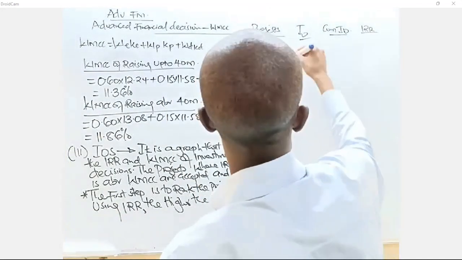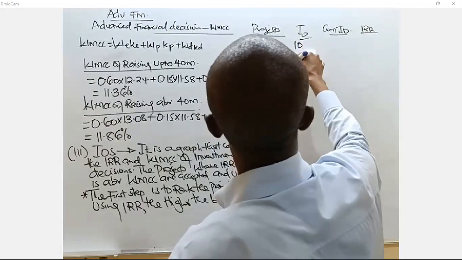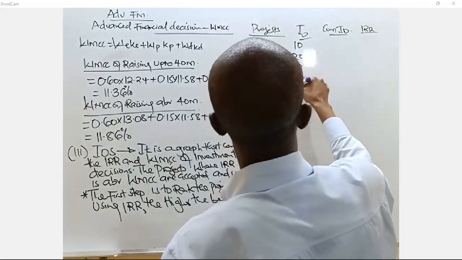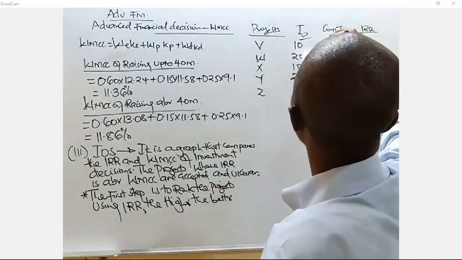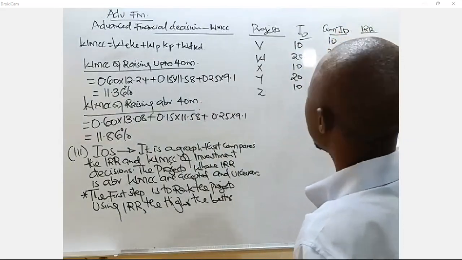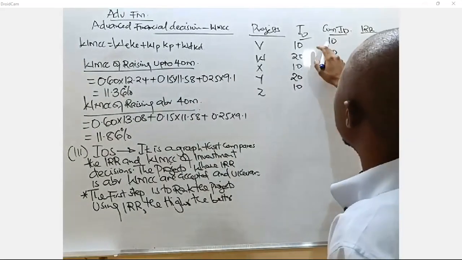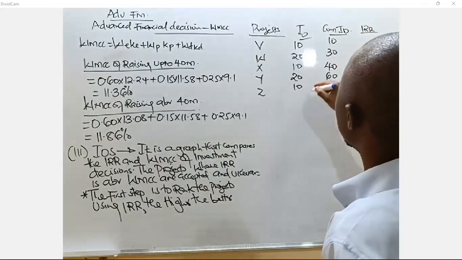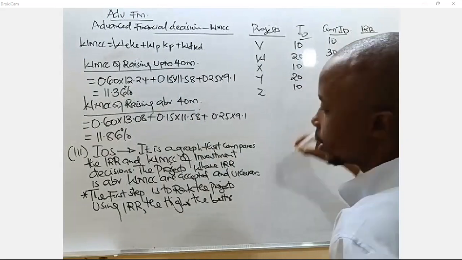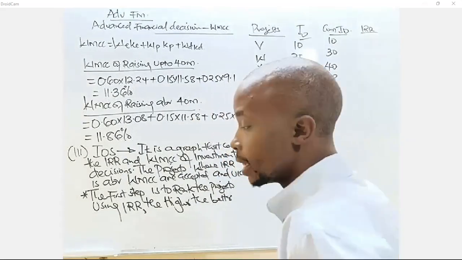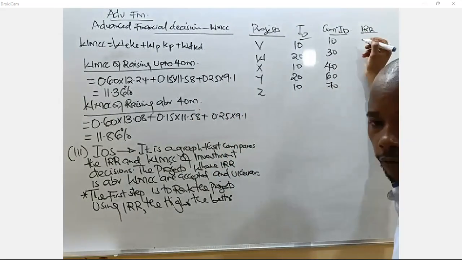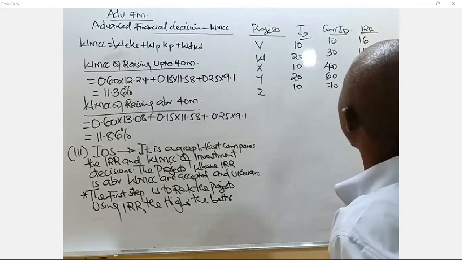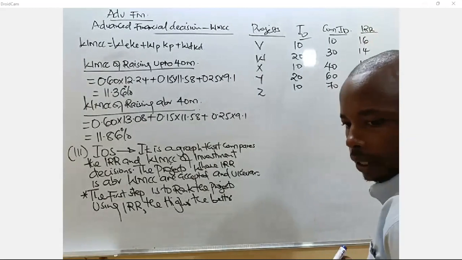So we have 10, 20, 10, 20, 10. When you're accumulating here, you have 10, we have 30. This plus this, we get 40, 60. Then we have around 70 here, right? Then you can take your IRR. The first one I can see is 16, 14. We have 11, right? You have 10 and 8.